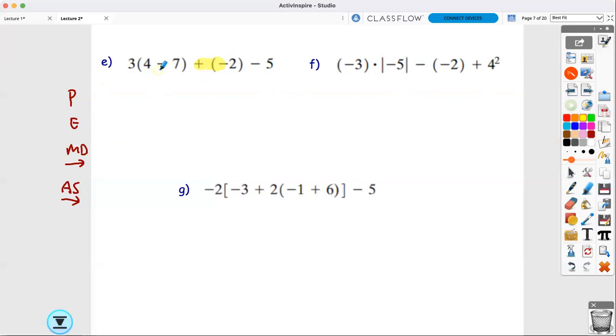Which is 4 take away 7. Can someone tell me what 4 take away 7 is? You have $4 in your account. You spent 7 at the store. Your balance to the bank is -3. That's correct. So then we get 3 times parentheses -3 plus parentheses -2 minus 5.